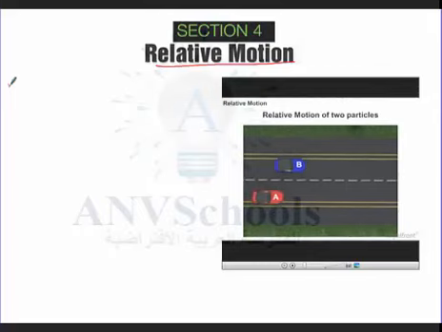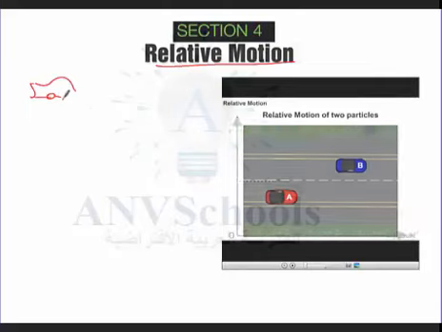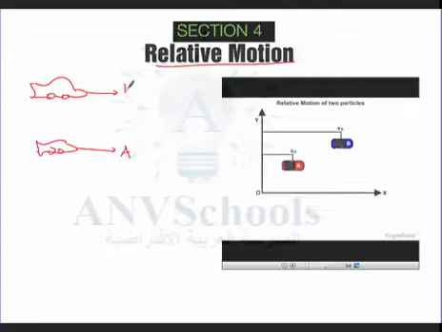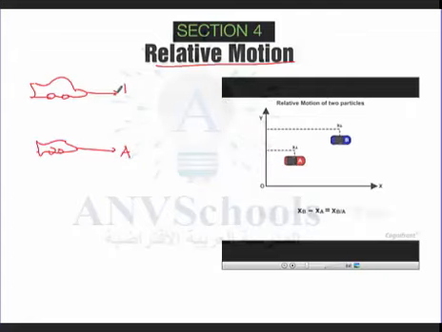So whenever we are talking about motion, we need to have a position or a frame of reference, or a point by which we can relate our motion. Let's say here we have two cars. As you can see from the figure, there are two cars. This is car A and this is car B. Car B is at a displacement of xb from the y-axis, and car A is at a displacement of xa from the y-axis.